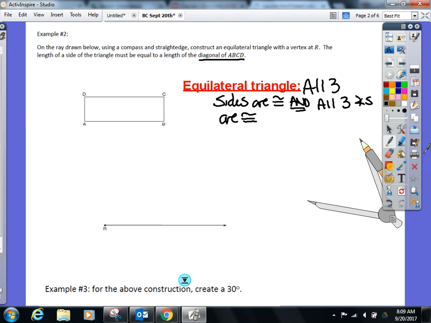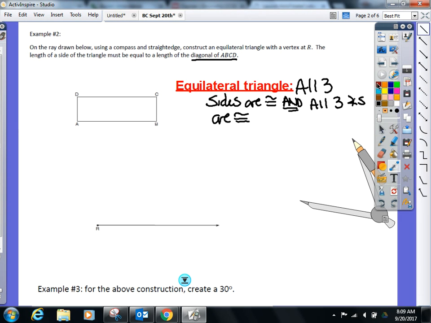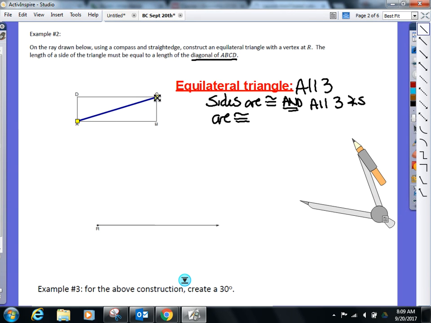Okay, so take your straight edge right now. Let's draw in C to A or D to B. Some of you may be wondering, isn't it going to matter which way I draw it? And the answer is no, because in a rectangle, both diagonals are congruent. We'll learn that when we start the quadrilateral unit in a couple months. But it does not matter which diagonal you draw in.